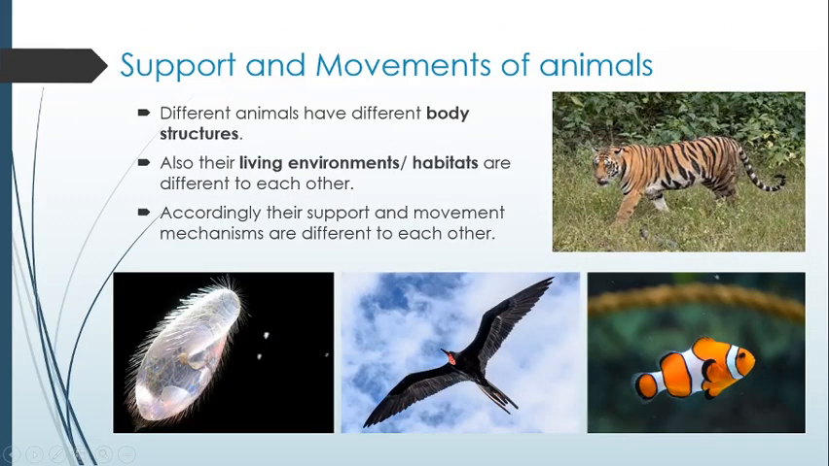So, from the first part of our lesson, we are going to discuss the support and movements of animals. Different animals have different body structures. Also, they are living in different types of environments. We call these living environments habitats. According to their support and movement mechanisms, their living environment and body structure can be different from each other.